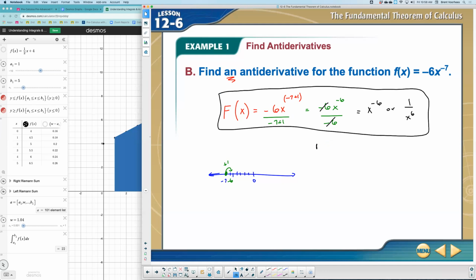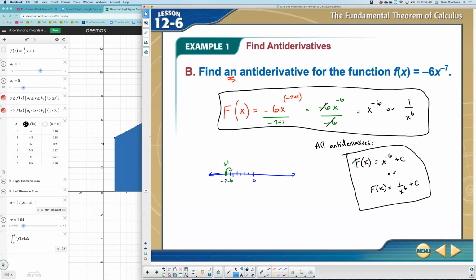Now, if you want to find all antiderivatives, you would need to include that plus c. And antiderivatives, I'm not spelling that right. That needs to be a v. There we go. All antiderivatives would look like this. F of x equals x to the negative 6 plus c, or f of x equals 1 over x to the 6 plus c. That's how you would write it if you wanted to find all, which is the better way of writing it like this. So that's why I'm writing it here, even though it just says find an antiderivative, which means just for one of them, this would be like a constant of 0. There's nothing added to it.